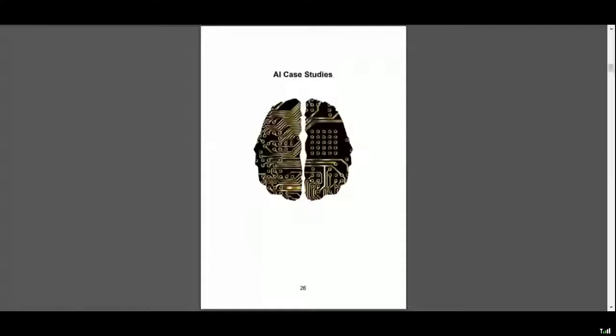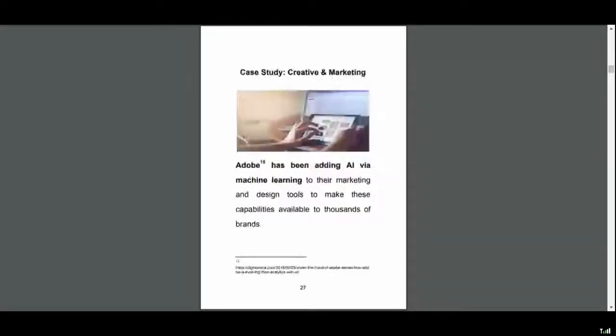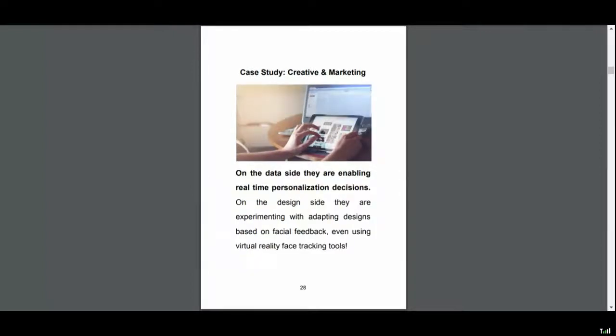Okay, so case studies. Let's talk about some big companies at the moment. Adobe: many of you will have heard of Adobe, and many of you will be using some of their systems, whether it's their digital design systems or their advertising and marketing tools. Now, they have been adding machine learning, which is a type of artificial intelligence. And as I mentioned in the beginning, it's well understood, well established, and has been used for decades, for example, in stopping spam emails.